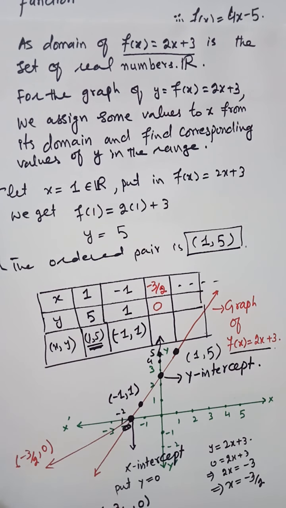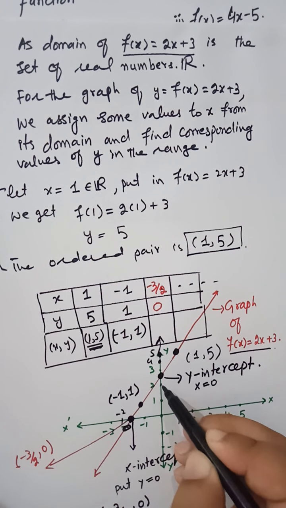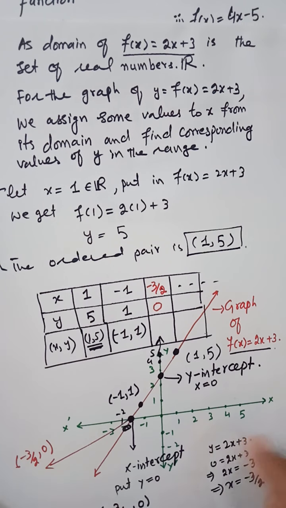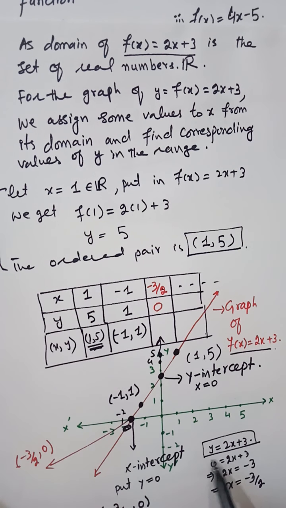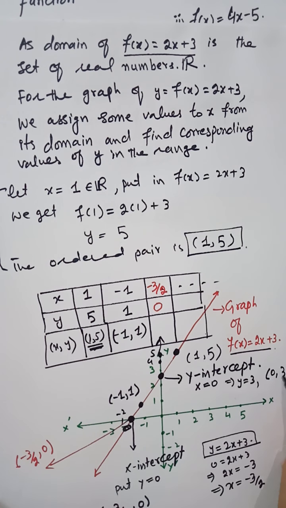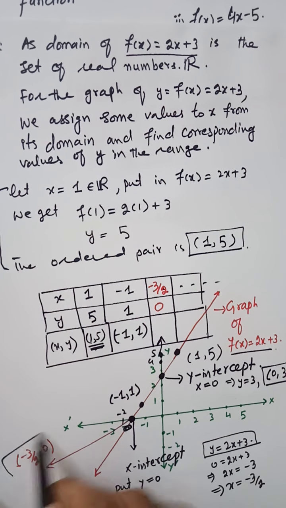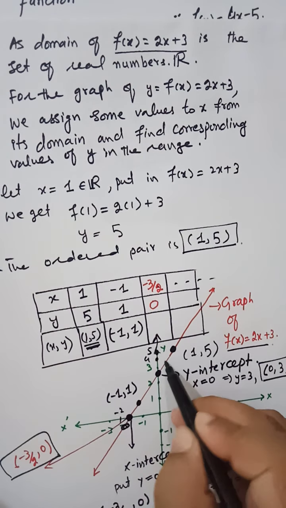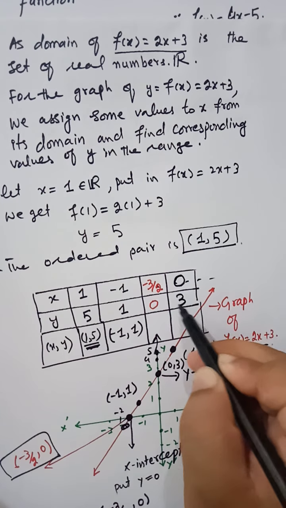And when you give x equal to 0, for the y-intercept, x is 0 because this is on the vertical axis. So x is equal to 0. The function is y is equal to 2x plus 3. So when x is 0, this implies that y is equal to 3. So this must be 0, 3. This is your y-intercept and this is your x-intercept. So when you give 0 to x, you will get 3.